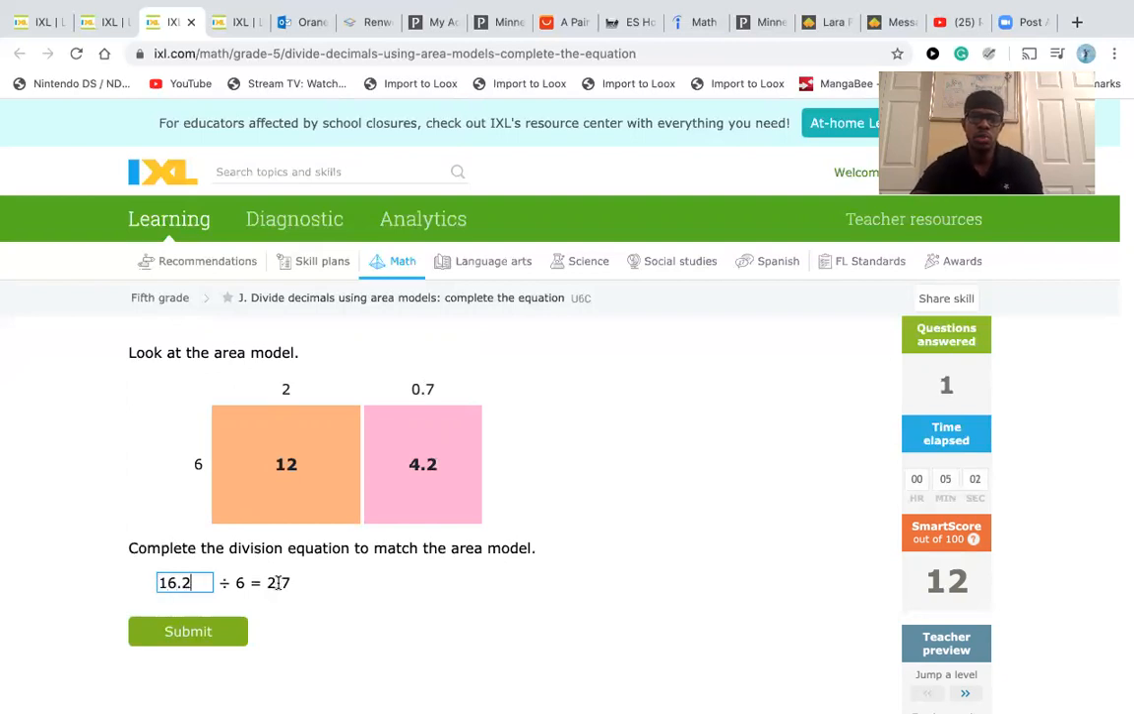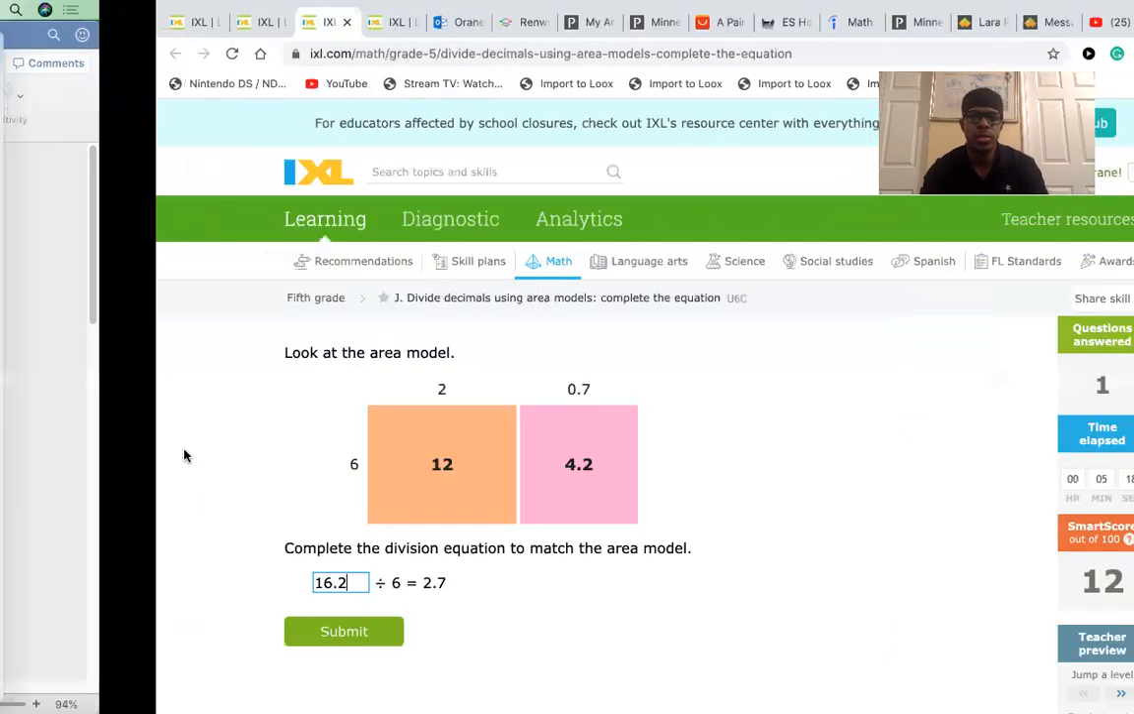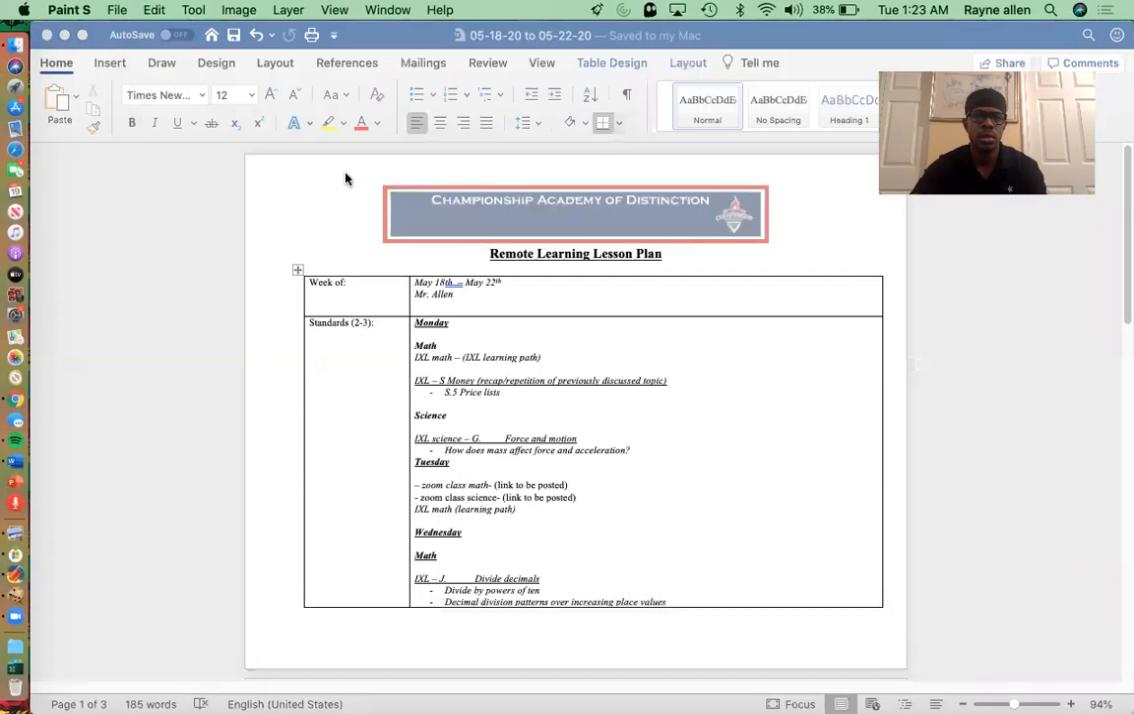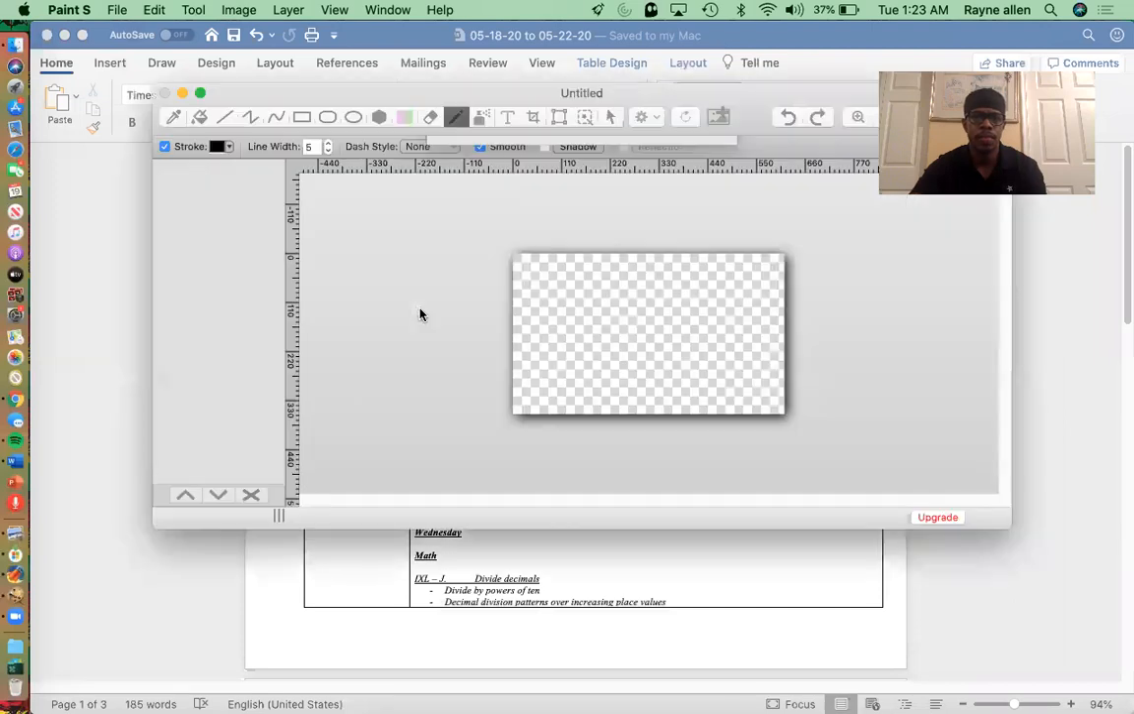So if we multiply 2.7 times 6, the product, when we add them together, we should get 16.2. But let's check that. Let's actually plug this in and see if we get 16.2 with a method I did with you guys last week. So let's go ahead and don't save and do a new one.